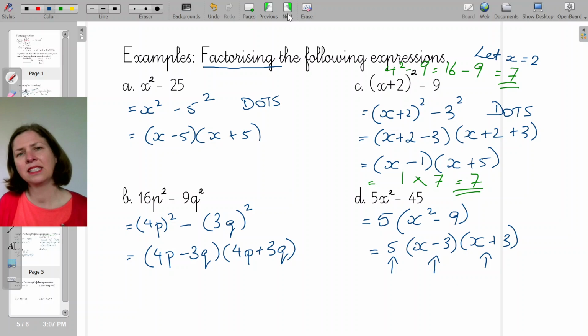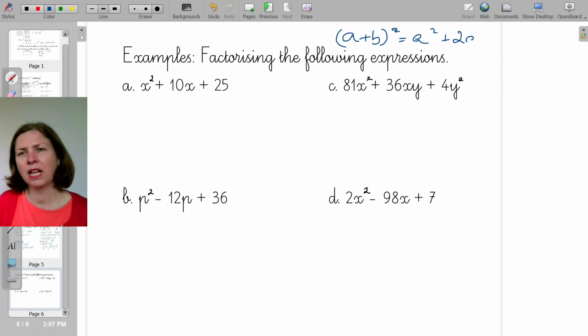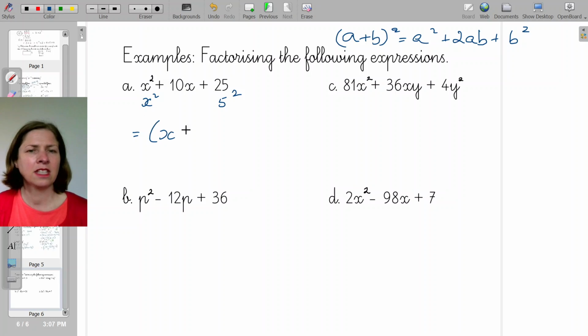Okay, we're going to have a look now at some perfect square expansions. So remember that if I've got a plus b all squared, that expands to a squared plus double a times b, plus b squared. So I just think about this is x squared and this is 5 squared, and I check that this is x times 5 doubled, and it is. So that means I've got x plus 5 squared. So if I'm asked to factorise this, then that's what I've done. This is now in factorised form.